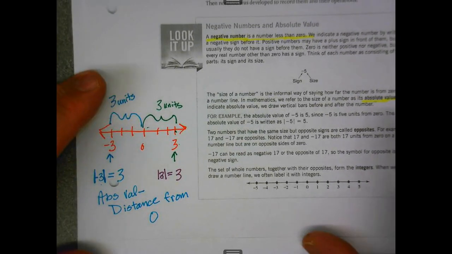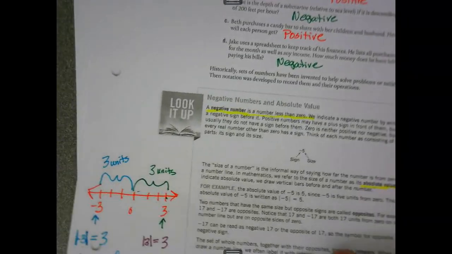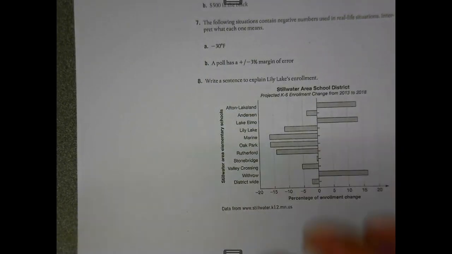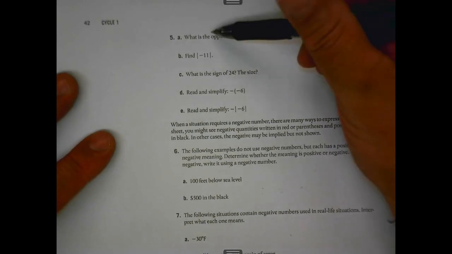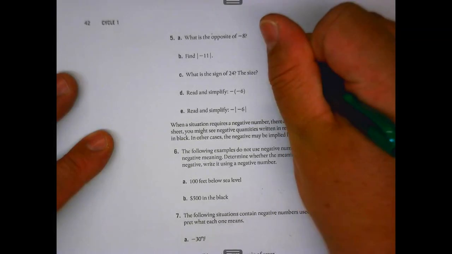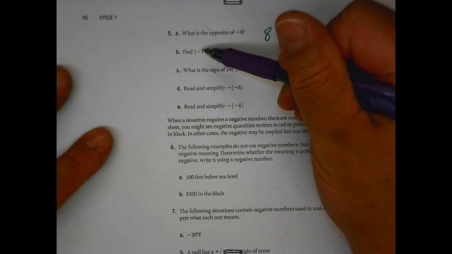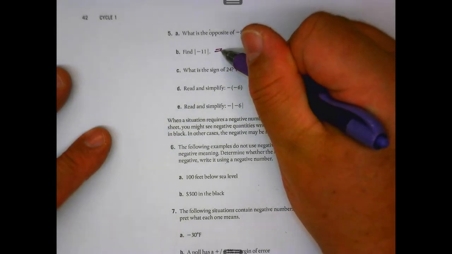Number 5. Now I know some of these are going to be pretty basic math, but that's okay. We'll go through them. What is the opposite of -8? The opposite of -8 is going to be +8. We normally don't put the plus sign for positive. The absolute value of -11, again, anything that comes out, we want to drop the absolute value signs. It's 11 units from 0. So it's a positive 11.